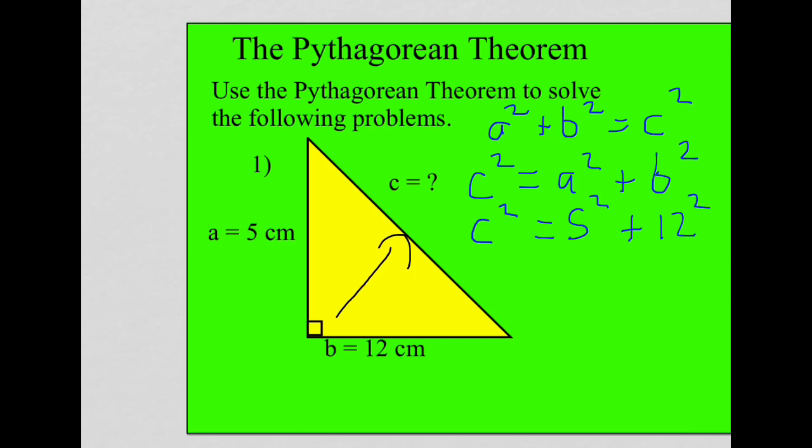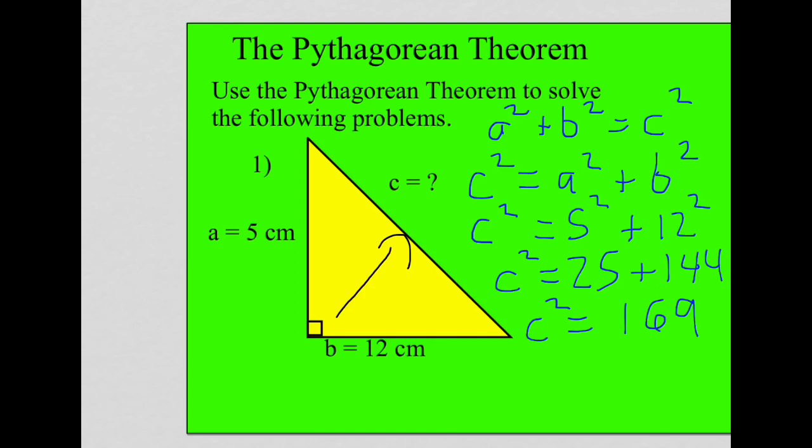Now if we use order of operations, we have to do our exponents, we have to do our squares. So c squared equals 25, 5 squared is 25, plus 144. And c squared equals, when I add those up, I get 169.